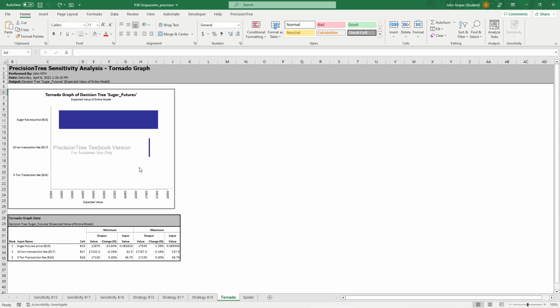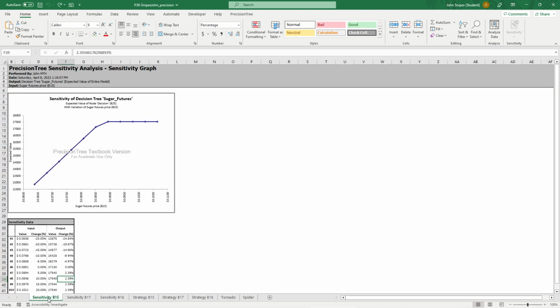So depending on how sugar futures prices change, you're either going to purchase everything up front or nothing up front. You can clearly see that in the sensitivity for the price of sugar, that it levels off right here, and that's where it's going to change to purchase everything in the future rather than having sugar futures purchased.